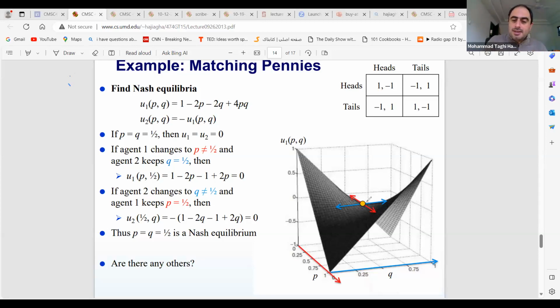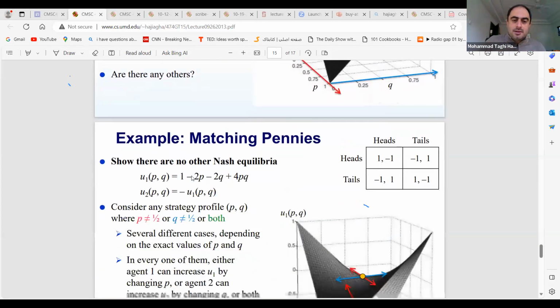The idea is that if you are at P equal to 1/2 and Q equal to 1/2, no one wants to change the strategy, because here is a kind of saddle point of this curve. But as soon as you change your strategy, you will go all the way to zero. So in some sense, you are in the best place here in this saddle. And if you change the place a little bit, then you will fall. That's the meaning of Nash equilibrium. And you can see the calculations here.